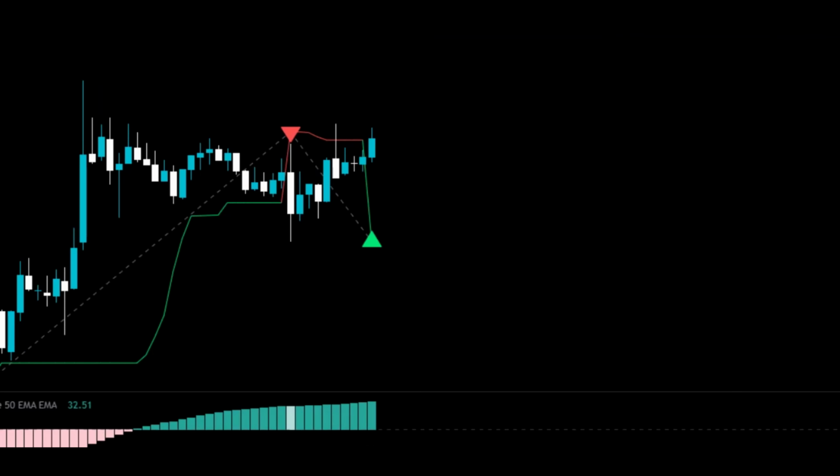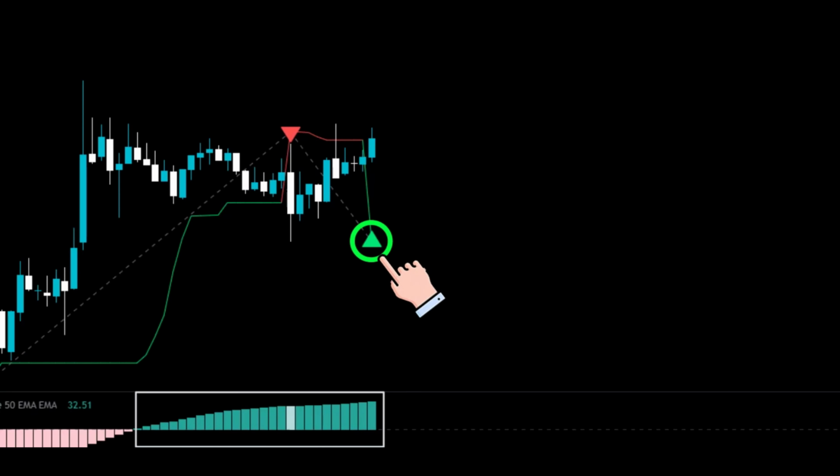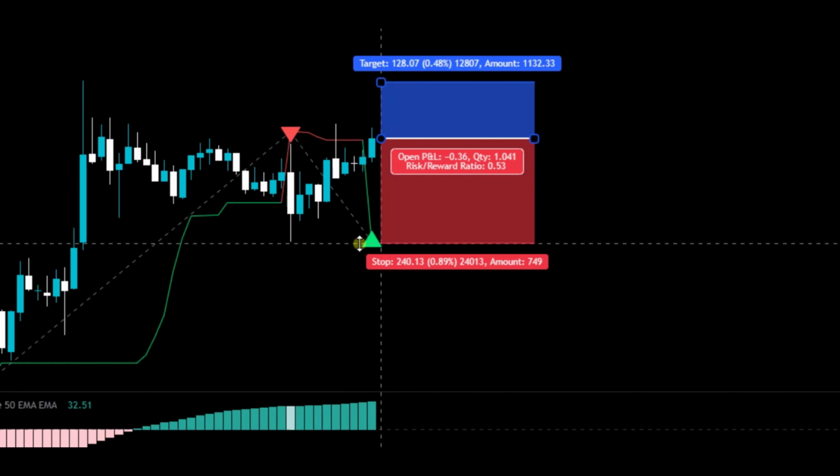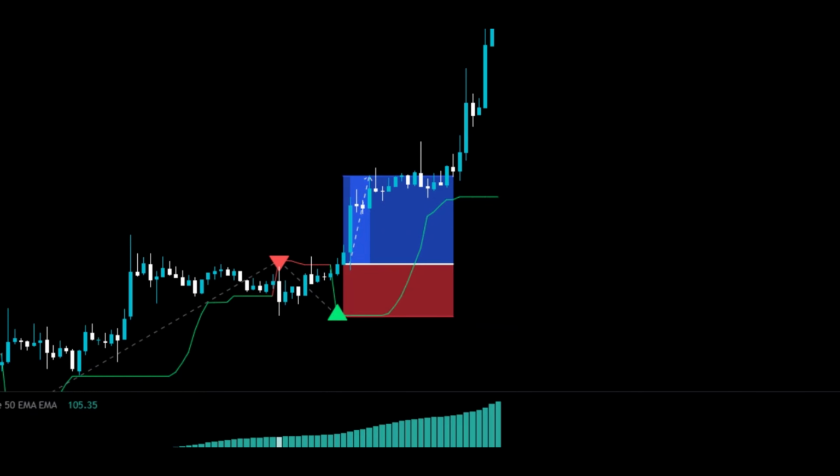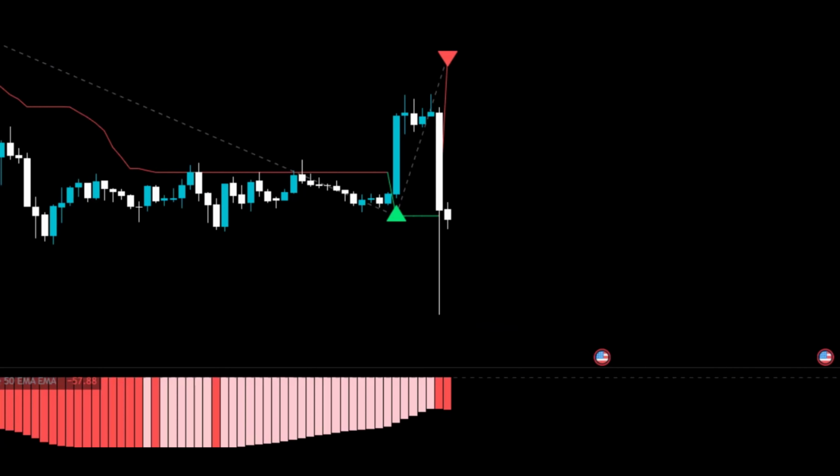We have one more long example. The MACD histogram is green, the Super Bollinger Trend gives us a buy signal. This is our trigger candle. We place our stop at the swing low and target 2 to 1, and this one also hits our target. Now we flip the shorts.